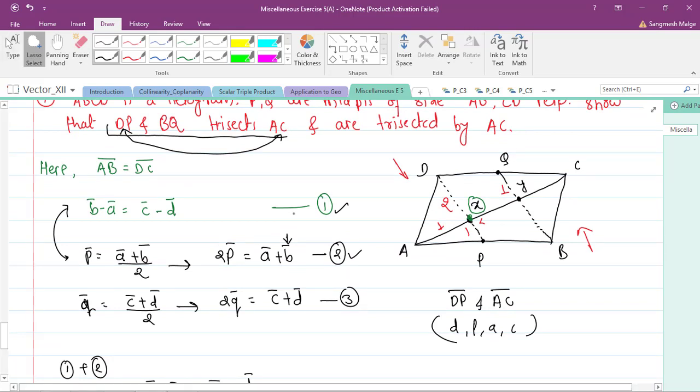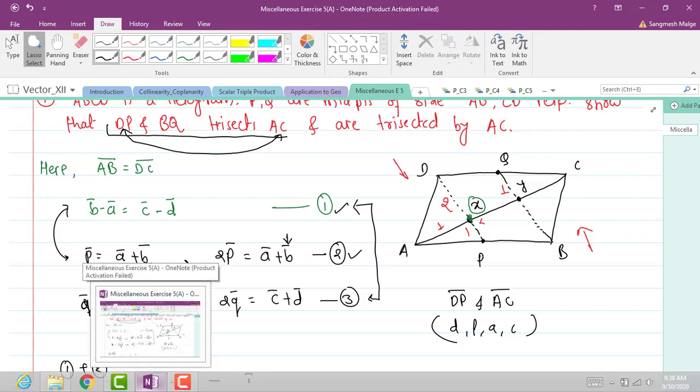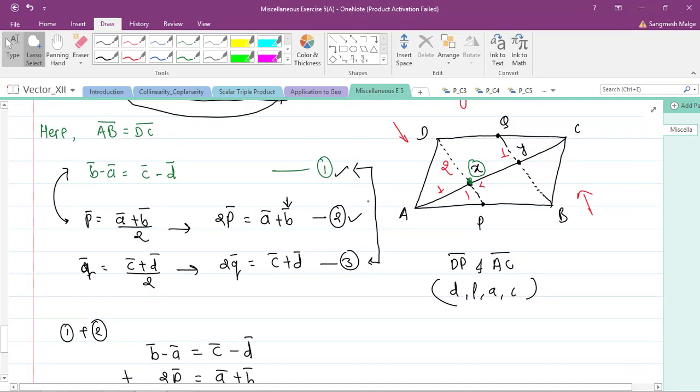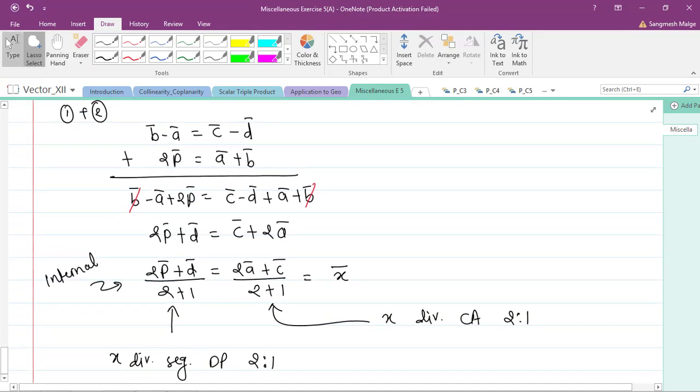Okay, so from equations 1 and 3, what will you remove now? I don't want the D bar there, so I will remove the D bar. How will you remove that D bar? Let's subtract, because this D bar is on the RHS here and also on the RHS there, and the signs of both are different. So let's subtract 1 and 3.